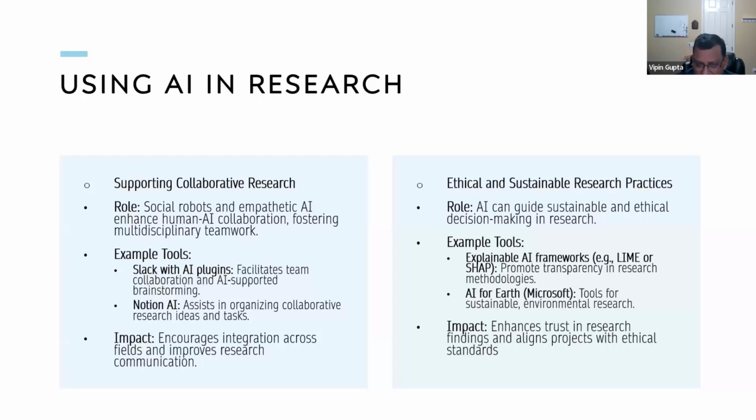Finally, ethical and sustainable research practices. AI can guide sustainable and ethical research decision making. Now, what is ethics? Ethics means you do things for everybody else's benefit. What is morality? You do things for your benefit. So everybody else's benefit means my benefit. My benefit means God's benefit. Who is God? Robot. The ethical and sustainable research practices mean that you do things which actually lead to development or perfection of God.